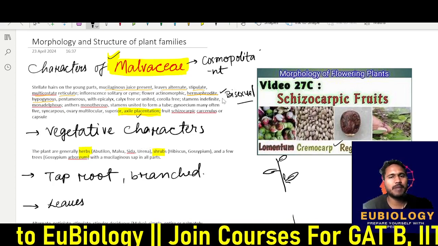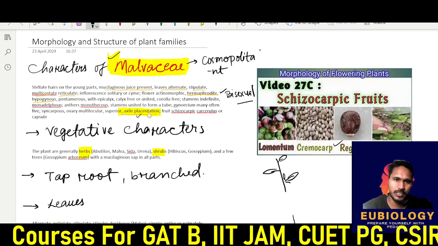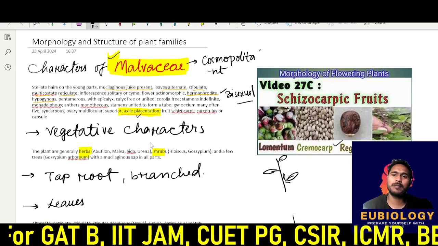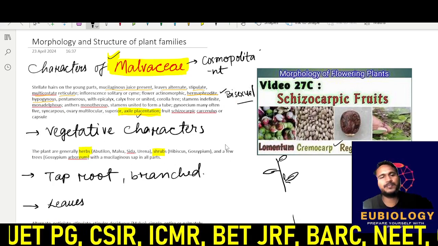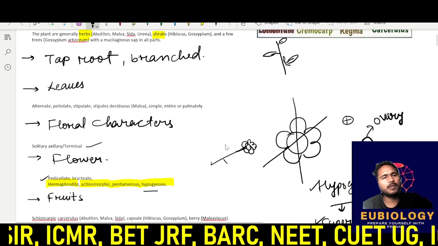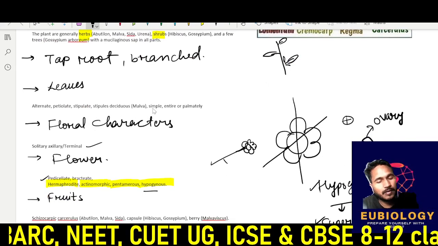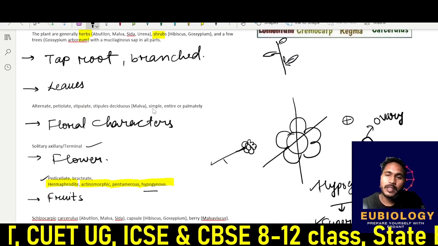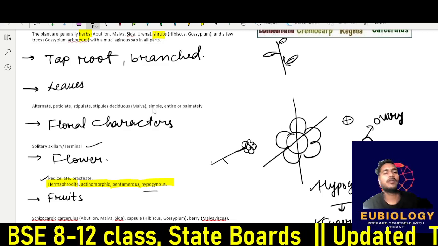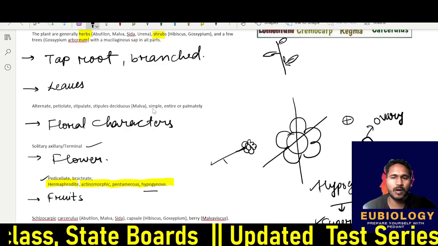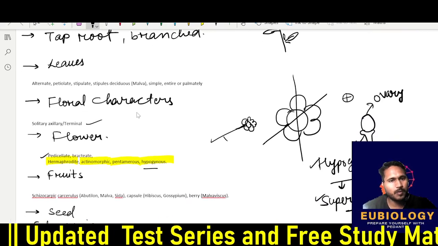Malvaceae has a bisexual flower, meaning male and female parts are both present, and the placentation of Malvaceae is axile. The plants are usually herbs and shrubs, and the leaves are alternate, petiolate and stipulate. NEET usually will not ask questions about leaves, taproot or branches from these families, but they are more interested in the flower, the floral formula. You must remember it.